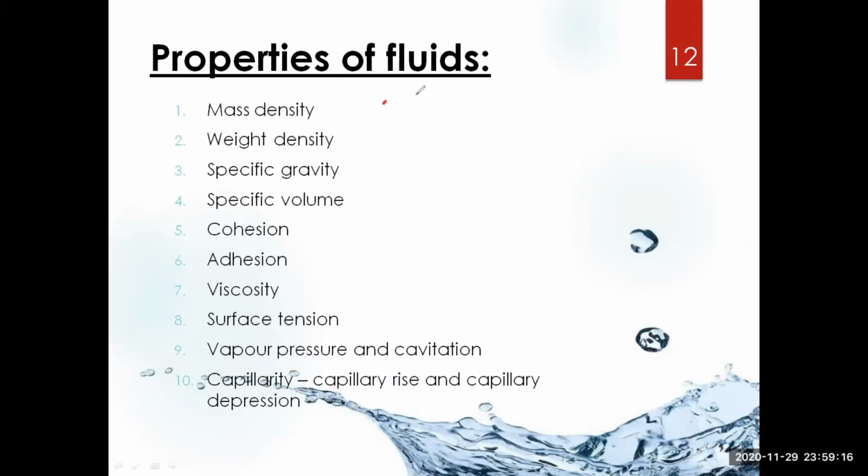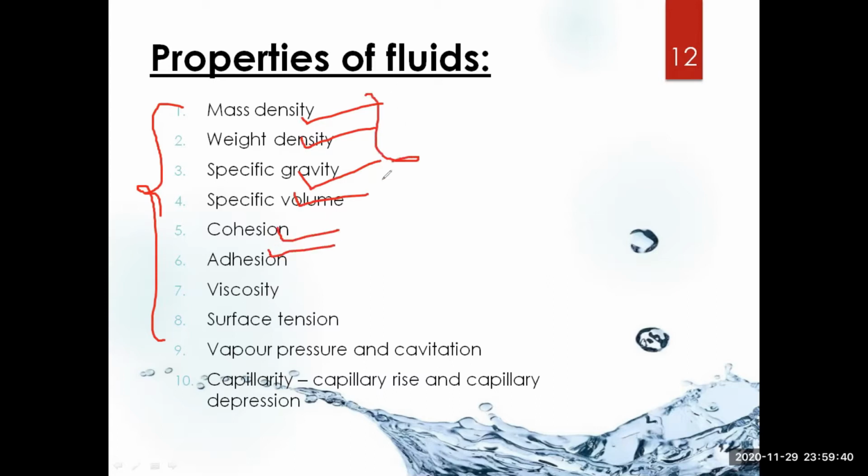These are the different properties we are going to discuss. In today's class, we are going to discuss mass density, weight density, specific gravity and specific volume, cohesion and adhesion. The first six properties we are going to discuss today. So we'll see one by one.